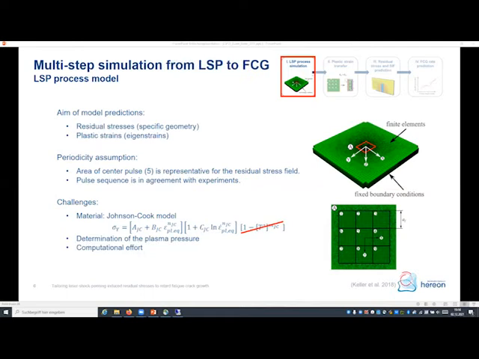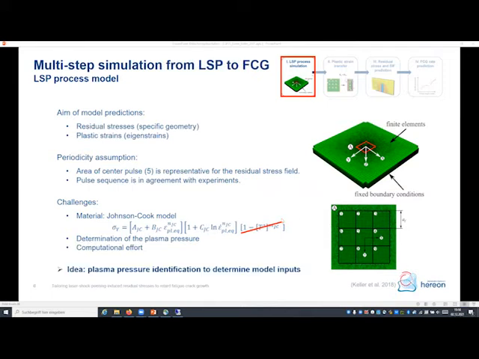There are many challenges of laser shock peening process simulation. At first, the material behavior is not that clear at high strain rates. Here in this case, I assumed the simplest model possible, which is the Johnson-Cook material model, and it was sufficient. The second is the plasma pressure. This is very difficult to simulate or measure as well. So this is definitely a challenge of laser shock peening process simulations. And of course, the computational effort is important. However, by assuming periodicity, we are reducing this computational effort, and I will explain the benefits of the method I am going to propose here.